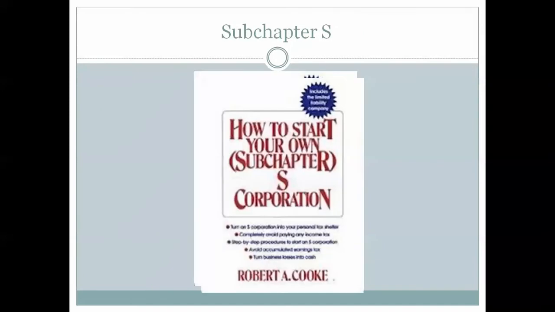The subchapter S, again, just kind of reviewing here, is a company structure that protects owners with limited liability. You know, the ability to separate your personal assets from your business assets and protect those personal assets.